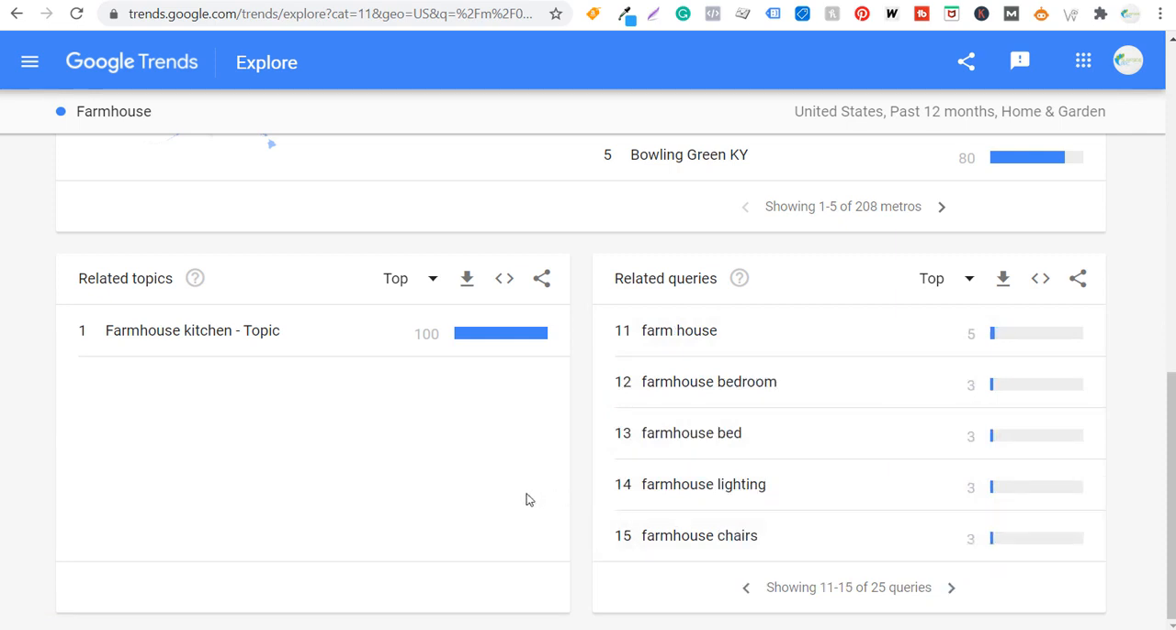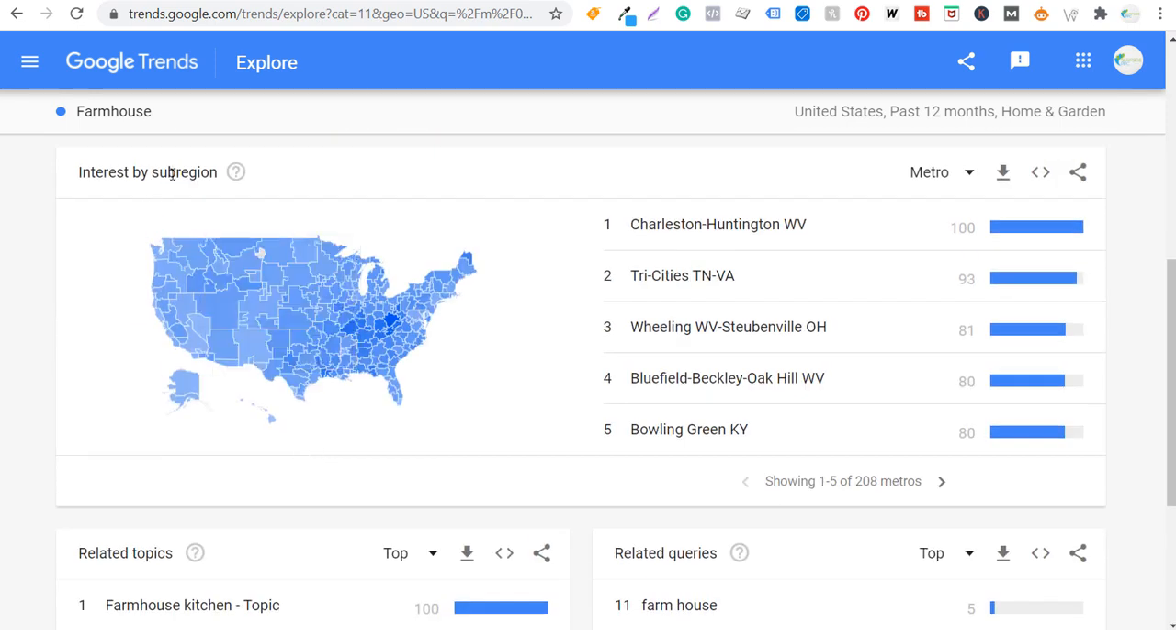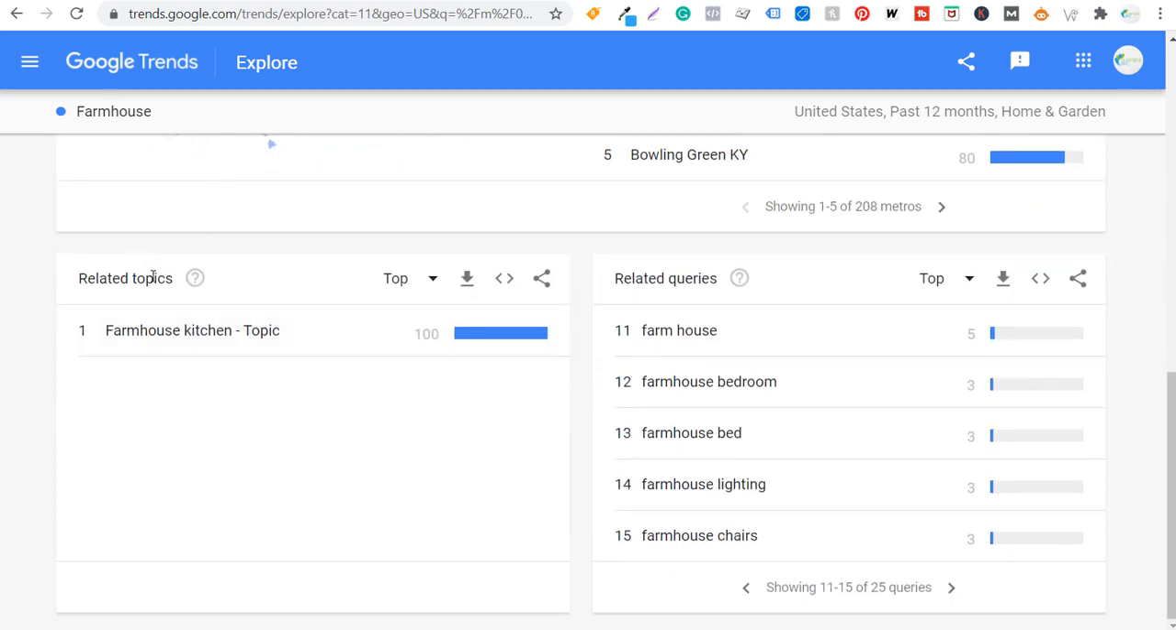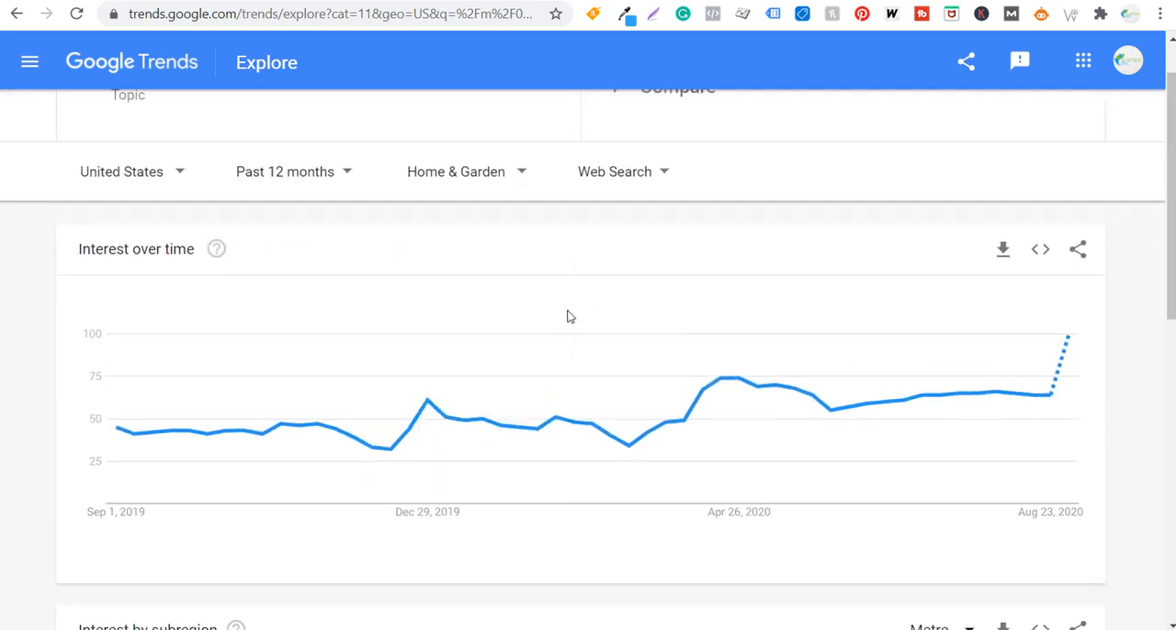So there's a lot of different ways to use Google Trends, whether you're trying to find location data for where you should target, related topics for other things you might want to cover with your website, or related search queries to make sure that you're reaching people who are searching for specific phrases and terms and products, and making sure you're providing resources on your website so you're ranking high in Google.